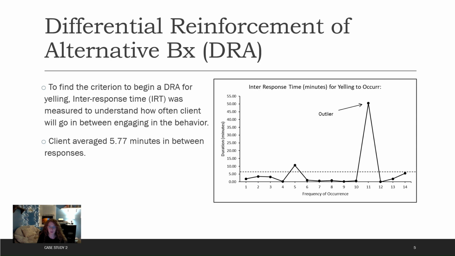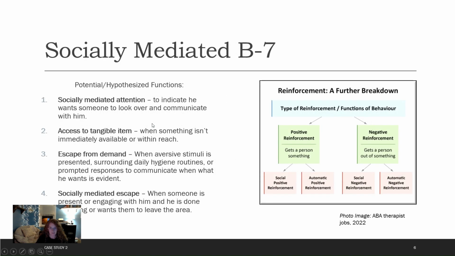Differential reinforcement of alternative behavior, DRA. As you can see, this is a graph that I did this morning, actually. I put a line in showing where the average is, and the client did average 50.77 minutes in between responses. My title is inter-response time. If you don't know what that is, inter-response time or IRT data is the measurement in between a behavior, so when the behavior occurs and the pause in between until the behavior occurs again.